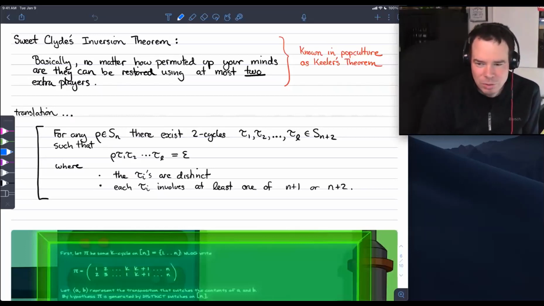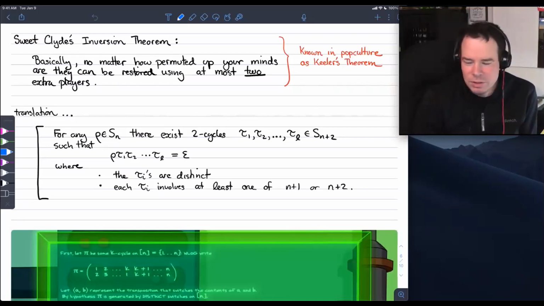That's the cerebral immune response issue. And all of the tau_i's involve at least one of the 2 extra players. So they involve either n+1 or n+2. And that was due to the fact that there was a frenzy of swapping. So we didn't know who got put in the machine with whom. And so there's no point in even going with 2 original people to put in the machine.